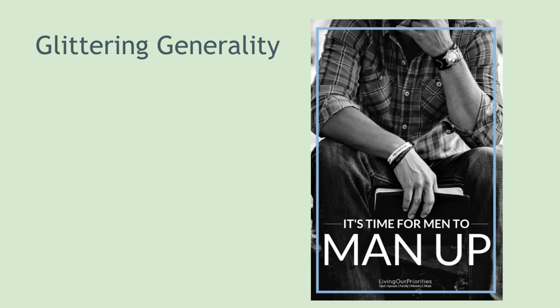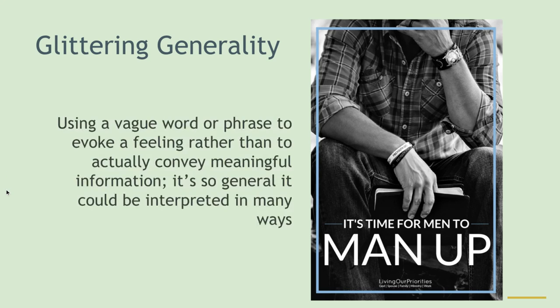Glittering generality. When we're general, it means that we express something so broadly that there are no specifics. Something so general that it could really just mean anything, okay? So the definition here is using a vague word or phrase to evoke a feeling rather than to actually convey meaningful information. So what they do is say something so general that it can be interpreted in many, many different ways. So in this ad here, it's got a picture of a guy back here, and it says, "It's time for men to man up."